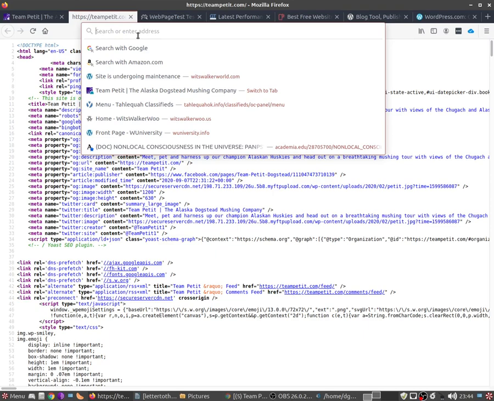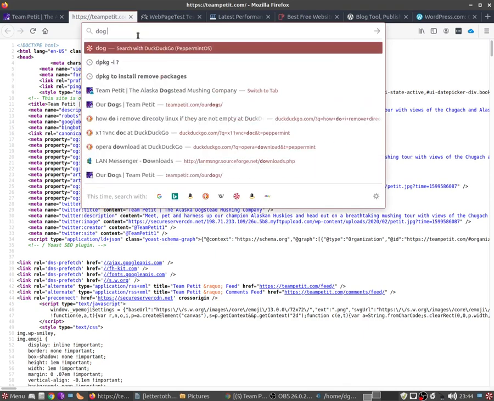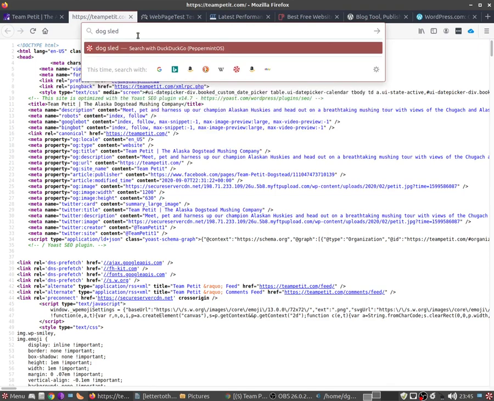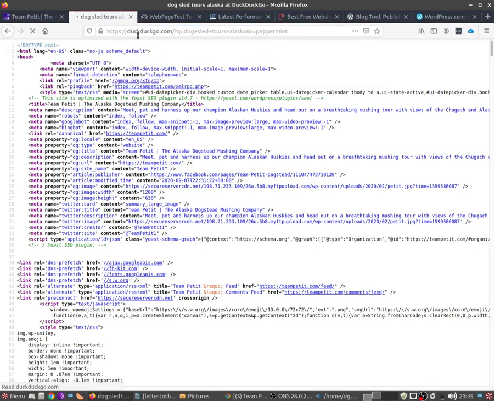Well, any dog sled tour Alaska states, or okay, I'm gonna try this one. Dog sled, you know, how about this? We'll start off with something simple. Dog sled tours Alaska, or even visiting Alaska. Anybody typing in visiting Alaska?